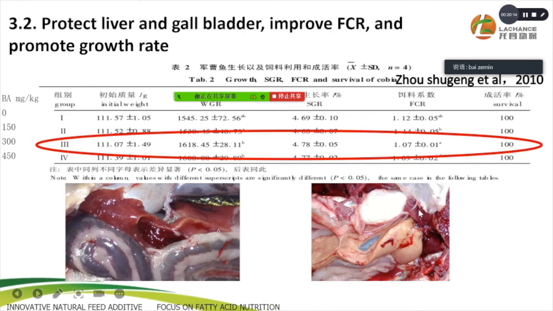In these two photos we can see this is unhealthy. This liver, we call it white liver, is very unhealthy, and there is a lot of fat in the abdomen when we open the fish. Okay, this is healthy. This is a red liver. It looks very nice and healthy, and we also found less fat in the abdomen, which means the bile acid did help fat digestion in the feed or in the body.